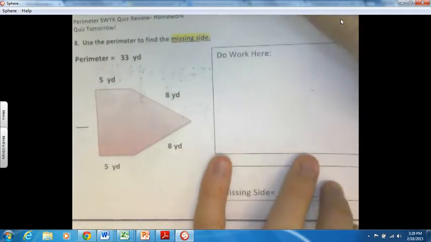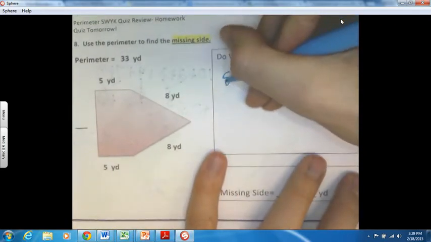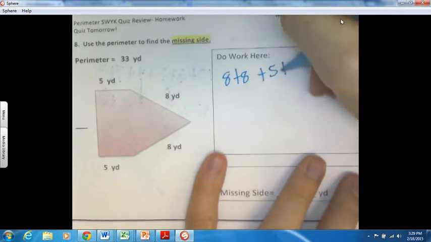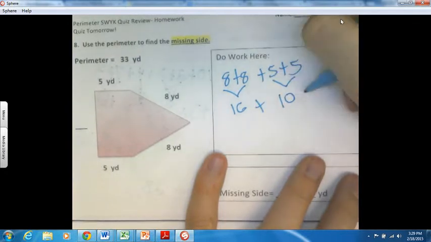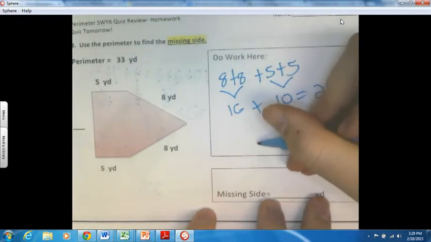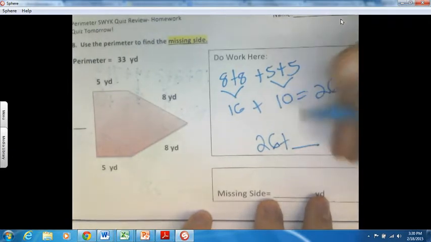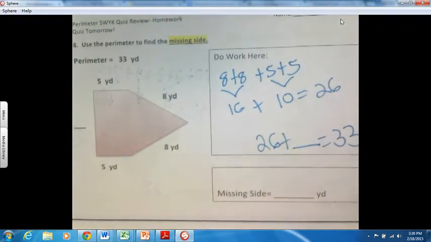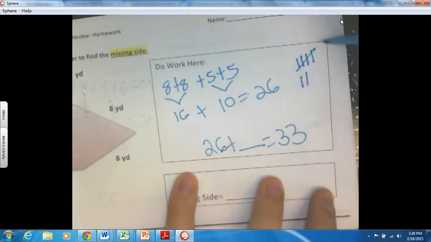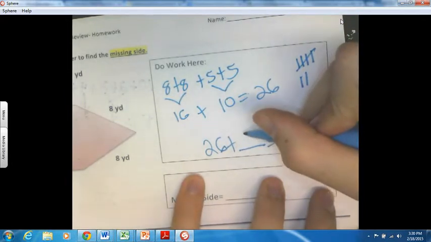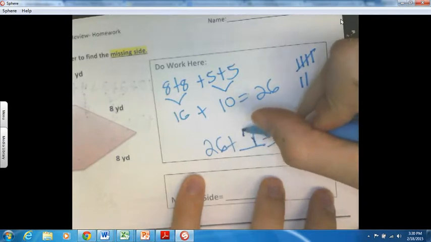Do the same thing, add up all the sides you know. 8 plus 8 plus 5 plus 5. 8 plus 8 is 16. 5 and 5 is 10. 16 plus 10 is 26. I'm counting on until I get to the perimeter, which is 33, so 26, 27, 28, 29, 30, 31, 32, 33. So that's 5 plus 2 is 7, right? And whatever I counted on, that's my missing side. So I know this side is 7 yards, right?